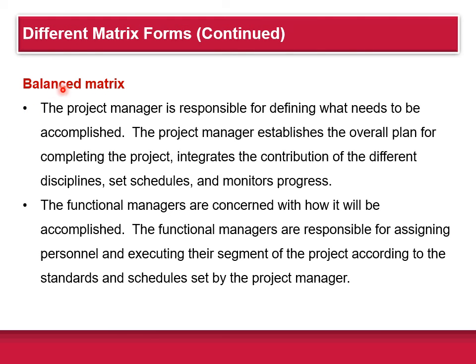Then the next is what's called the balance matrix. Here, the project manager is responsible for defining what needs to be done. The project manager establishes the overall plan for completing the projects. He integrates the contribution of the different disciplines, sets schedules, and monitors progress. The functional managers are concerned with how it will be accomplished. The functional manager is responsible for assigning personnel, executing the segment of the project according to the standards and schedules set by the project manager.